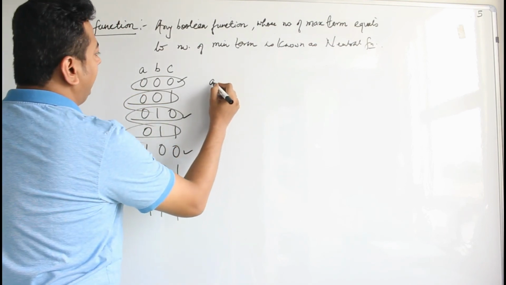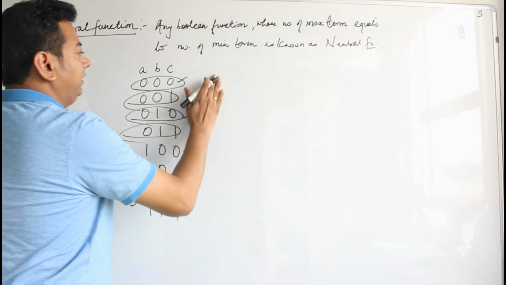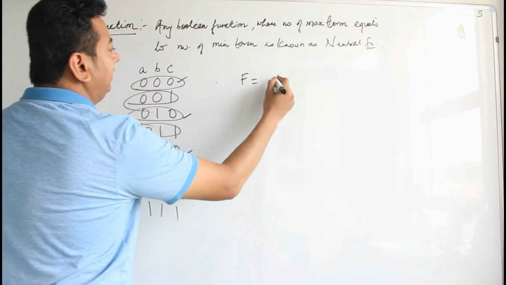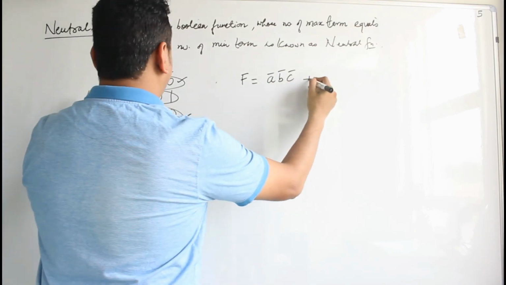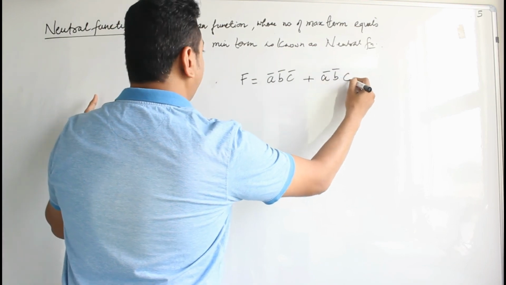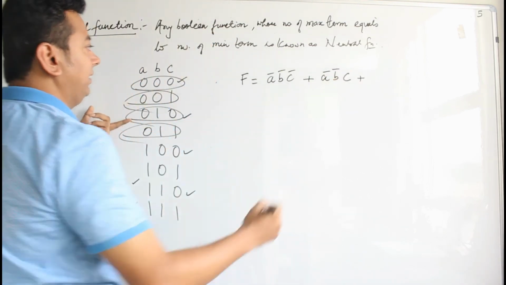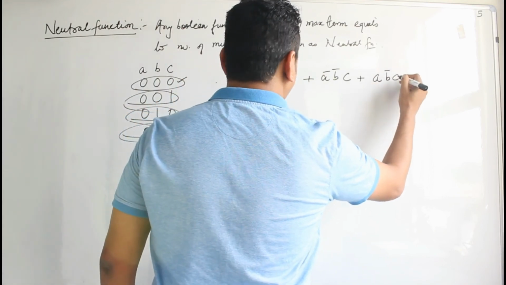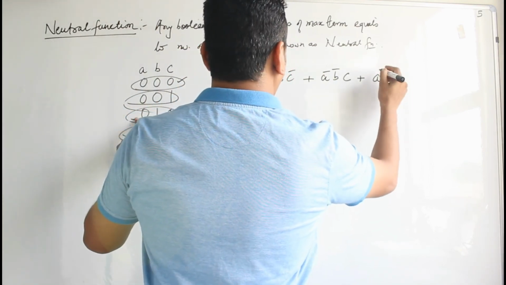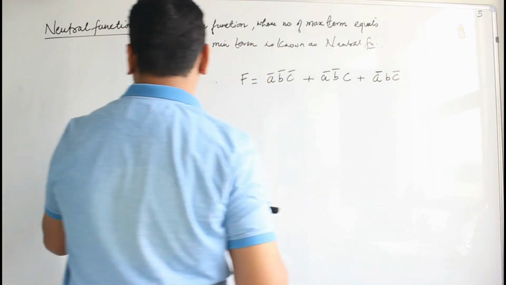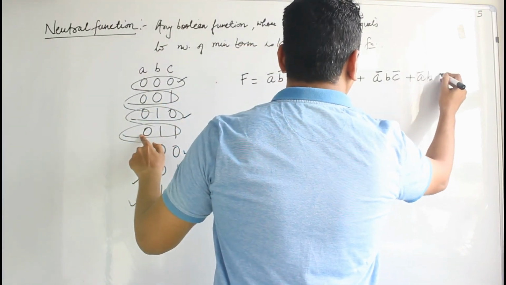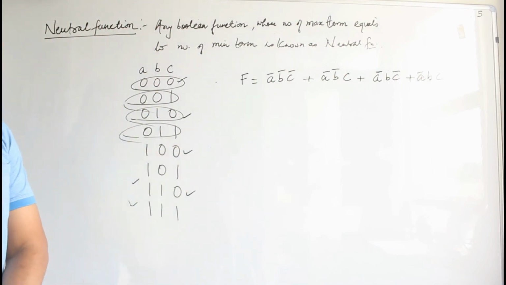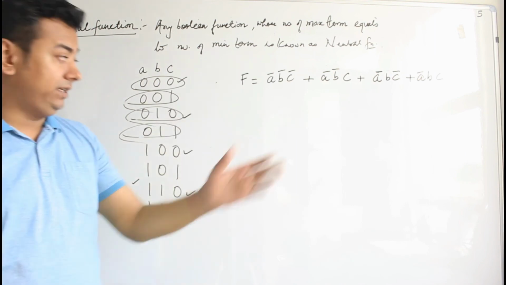It's simple. If I write in canonical form, f is A bar B bar C bar, plus A bar B bar C, plus A B bar C, sorry, A bar B C bar, and this one is plus A bar B C. Now we have 4 terms here, and these 4 terms are obviously in canonical form.